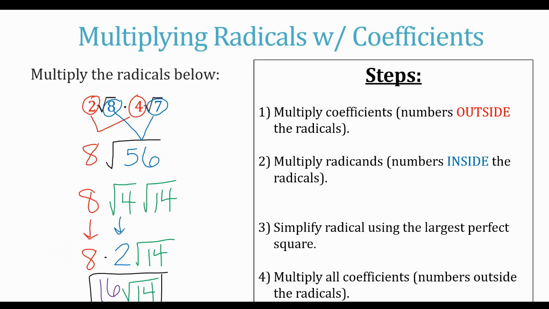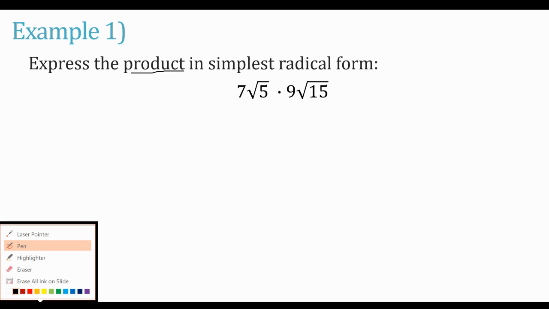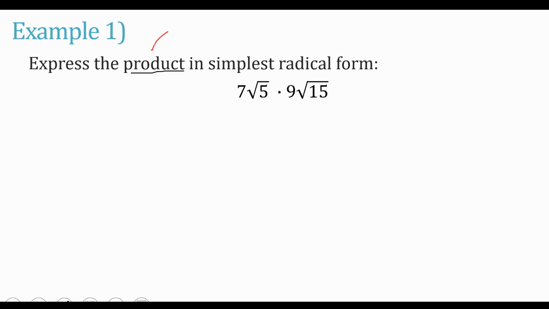So you multiply the numbers outside the radicals, multiply the numbers inside the radicals, simplify the radical, simplify it completely, and then you multiply whatever coefficients are left, whatever is outside the radical. All right, let's take a look at another one. Okay, express the product in simplest form. Product, we know, means multiply. We can also see that that has a multiplication symbol. Sometimes it won't have that. So this is a word that you're going to have to recognize.